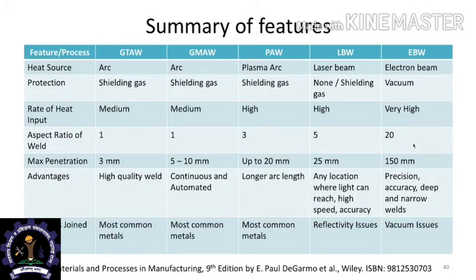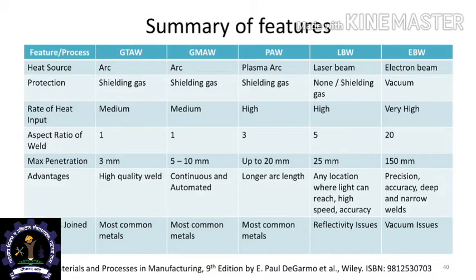So, here is a summary of all the processes that we have looked at, and I have taken 5 of them for comparison, and the processes are being compared with the following features: heat source, the way of protection, the rate of heat input, the aspect ratio of the weld, maximum penetration that is possible, the advantages that are very specific to that particular process, and what kind of materials can be joined. So, you could see that as we compare.